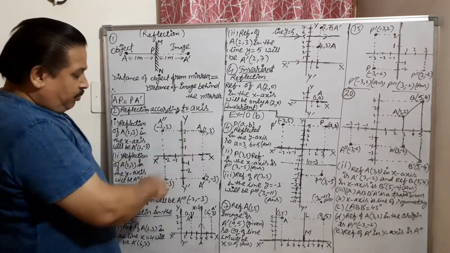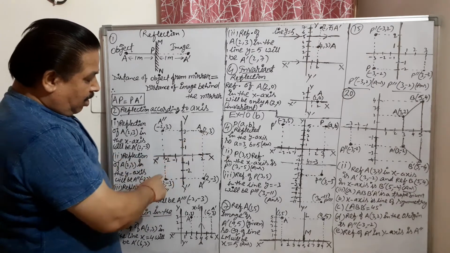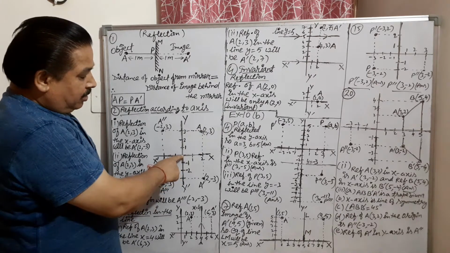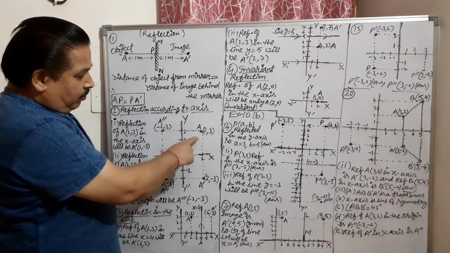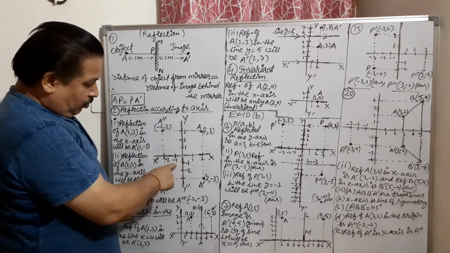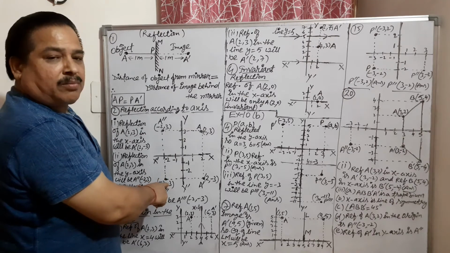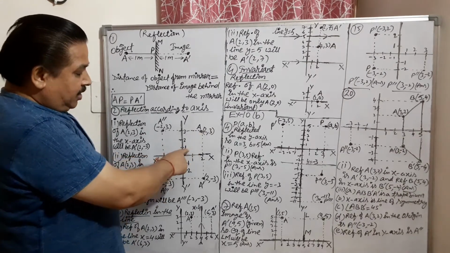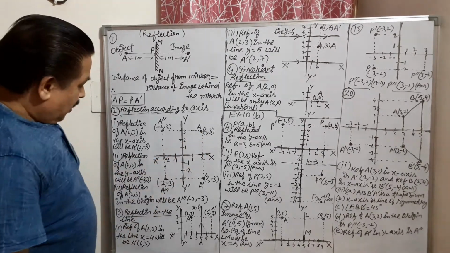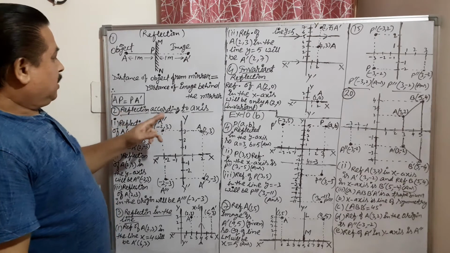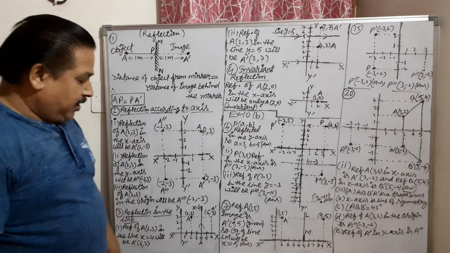Now reflection, third point. See the third point here: reflection of (2, 3) in the origin. The origin is this point, so this point becomes a mirror. Now the image will be like this, in front of the mirror here, behind the mirror here. So the answer is (-2, -3) when this is reflected in the origin. What is the answer? Minus 2 and minus 3. Now these are the reflections about the axis.